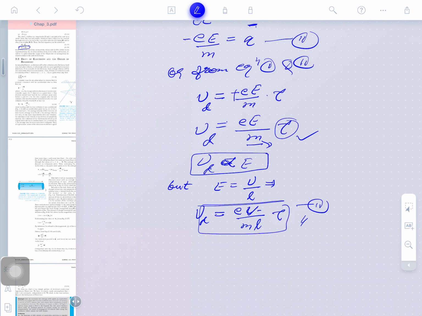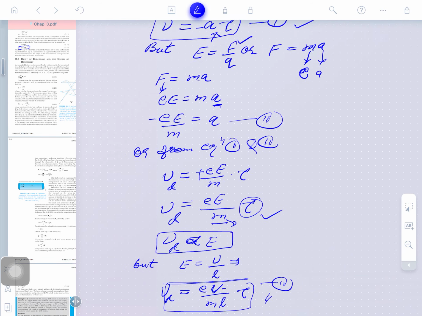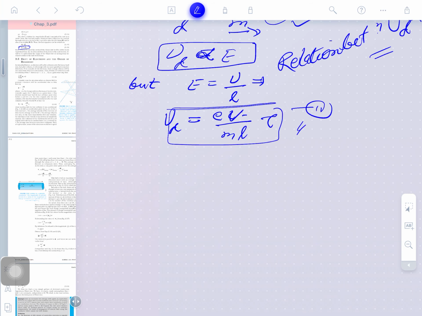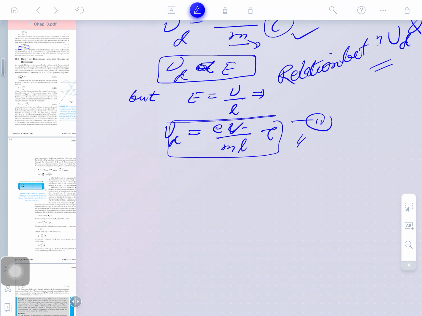So this typical question comes here. What is the relationship between drift velocity and electric field? Here the title is the relationship between Vd and E. Its answer. Okay. Now the second question. Drift velocity can also be associated with the current.